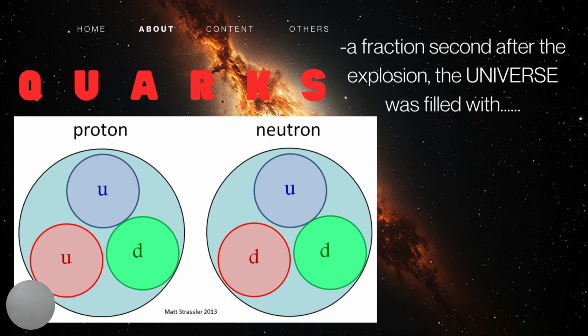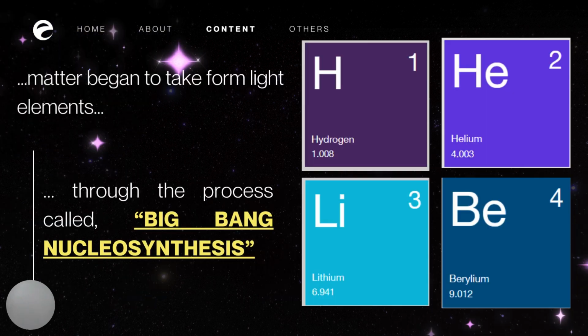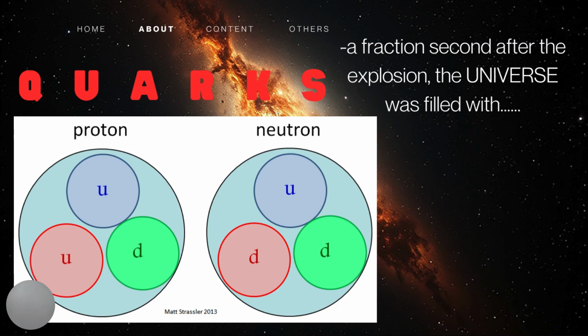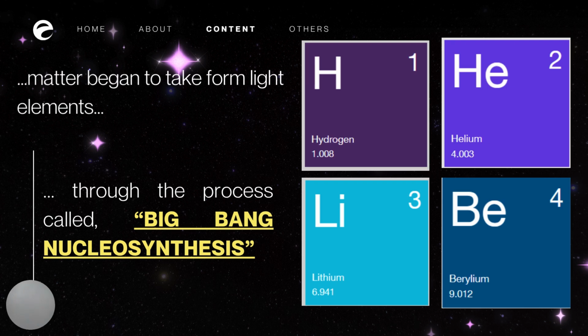Proton is positively charged. Neutron has no charge. Moments later, protons and neutrons combine. Matter began to take form: light elements. So after proton, okay, balik. Quarks plus quarks equals proton and neutron. Proton plus neutron equals light elements. Kanina si hydrogen, helium, lithium, beryllium, gikan din siya sa proton o neutron.